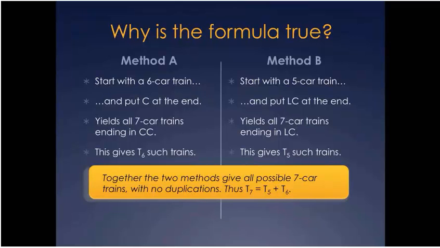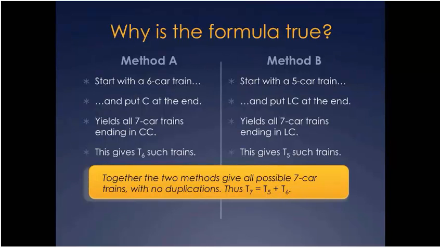Now, the 2 methods give you all possible 7-car trains because method A gives you all of those that end with CC, whereas method B gives you all those that end with LC. Also, there are no overlaps, right? You're building entirely different kinds of trains by the 2 methods. On the left, those that end with CC, on the right, those that end with LC.